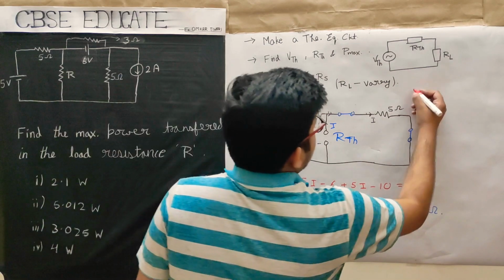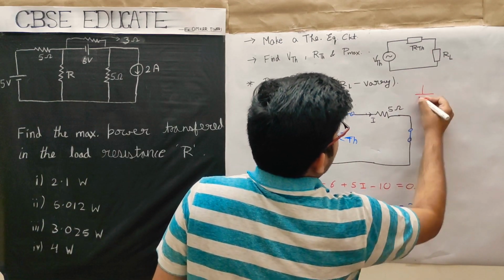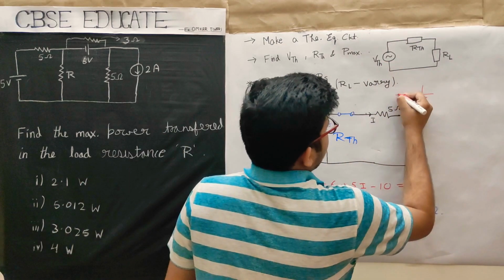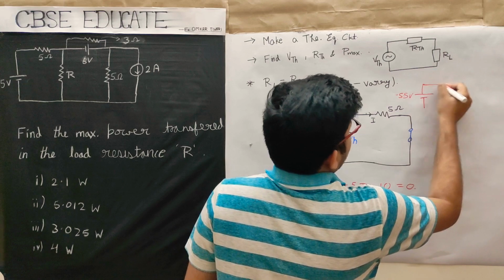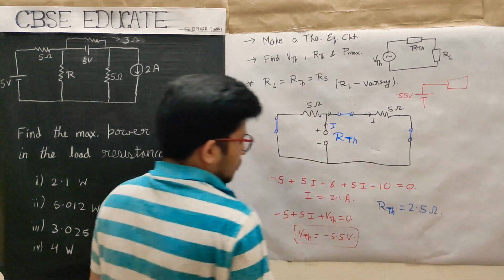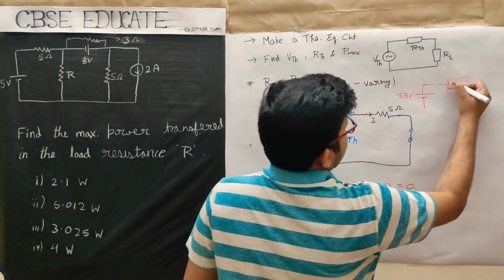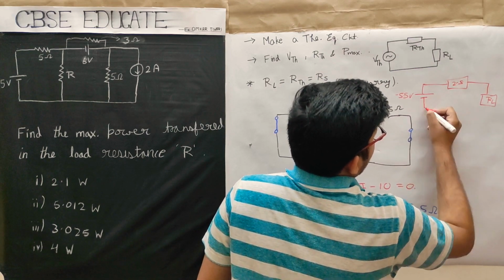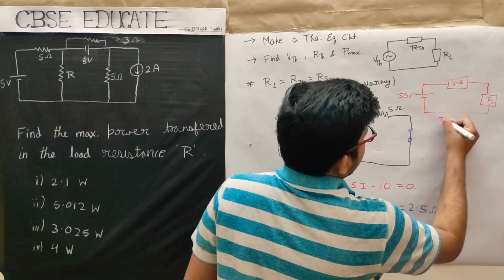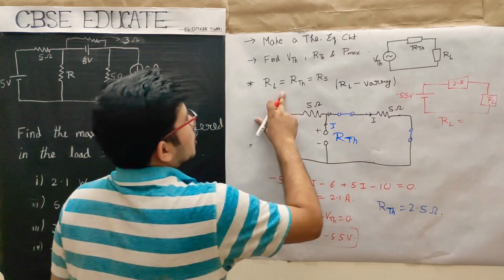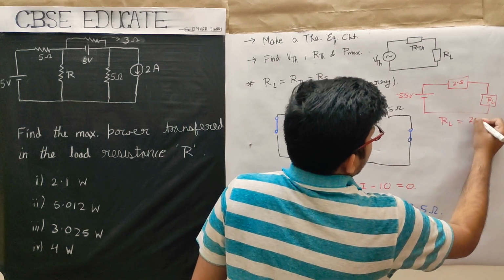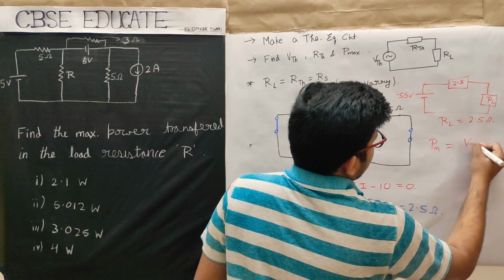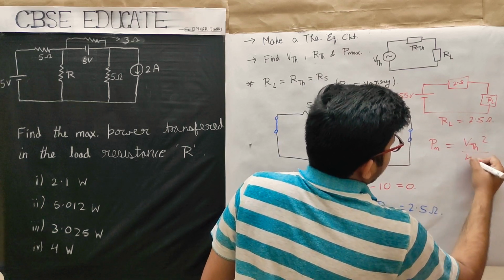So I can easily make this equivalent circuit. In place of VTH, I can write minus 5.5 volt, and in place of RTH, 2.5 ohm, and here is RL. RL is equal to what? RTH, so this is also 2.5 ohm. Now Pmax is equal to VTH square divided by 4RL.